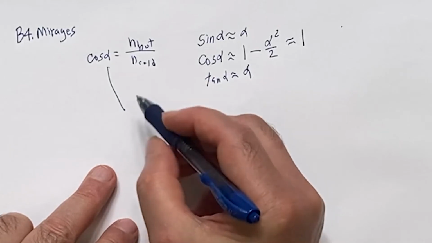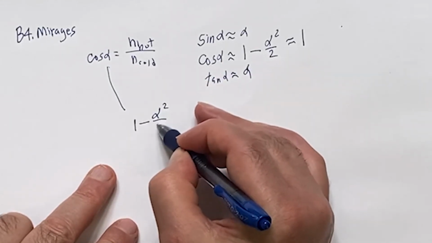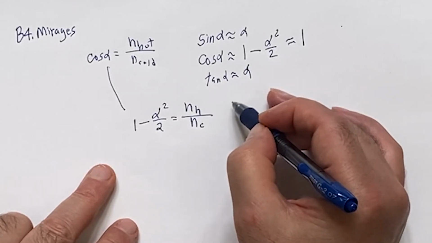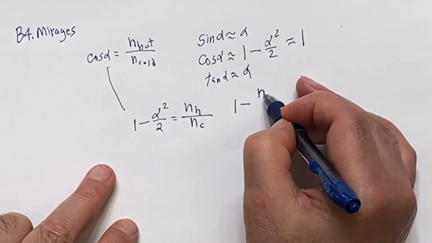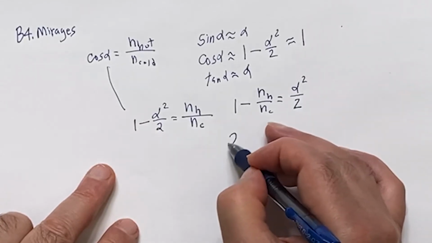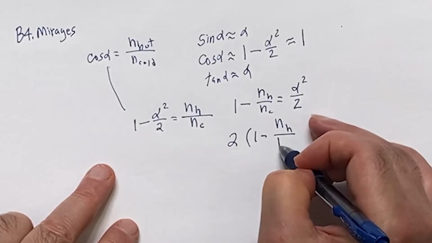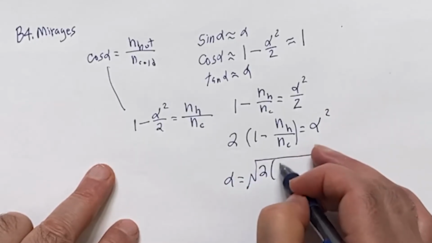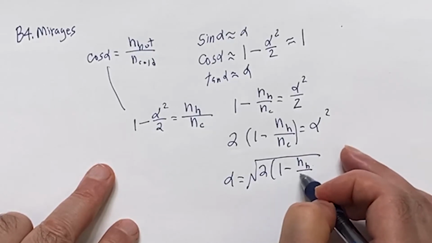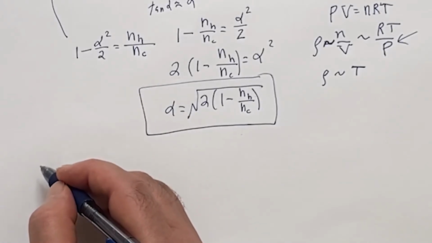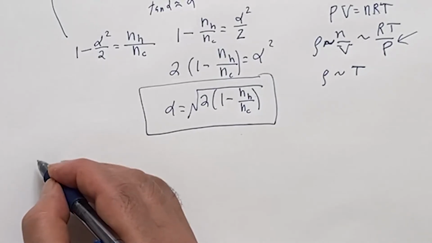So here, if we do this, we get 1 minus alpha squared over 2 is n hot over n cold. And that means that 1 minus n hot over n cold is equal to alpha squared over 2. And 2 times (1 minus n hot over n cold) is equal to alpha squared. So alpha is equal to the square root of 2 times (1 minus the hot over the cold). That's the Mirage angle.